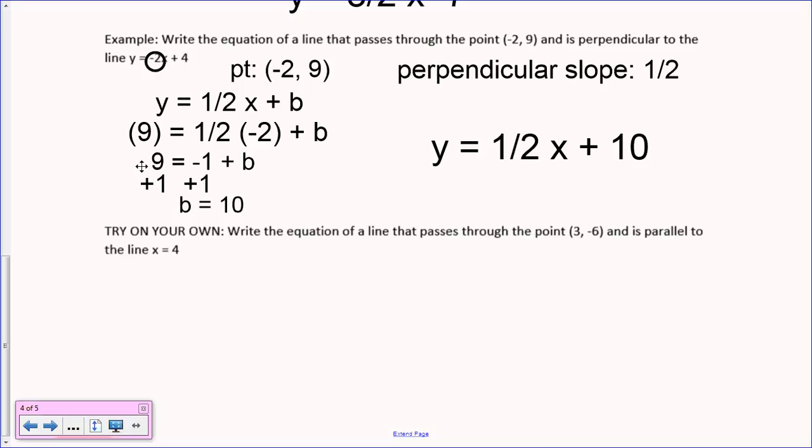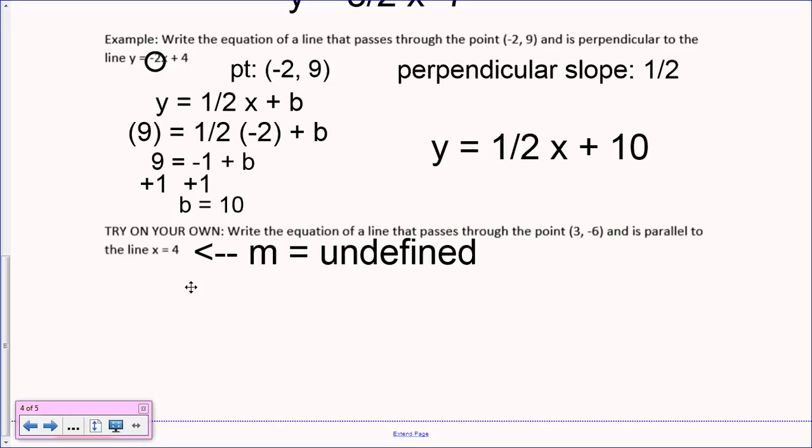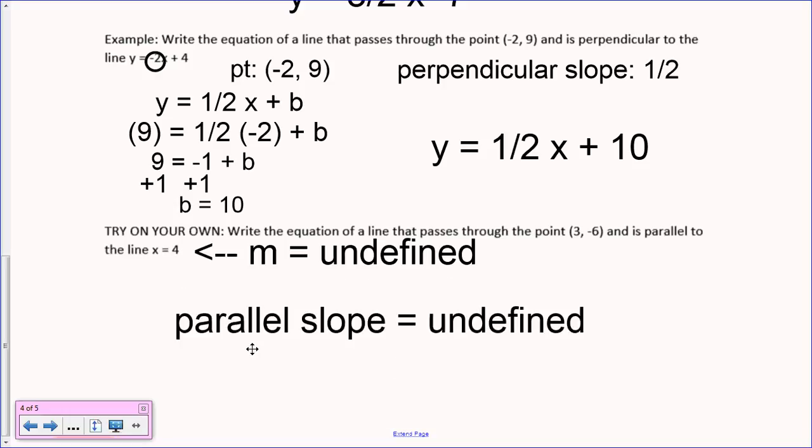The one to try on your own is a little bit tricky. It says write an equation that passes through this point and is parallel to this line, x equals 4. Hopefully you guys are realizing that x equals 4 is a vertical line, meaning the slope is undefined. So your parallel slope should also be undefined, which means your equation should look like this. The biggest thing you have to figure out is what x is equal to. So go ahead and take a few minutes. When you come back, I'll have your answer.